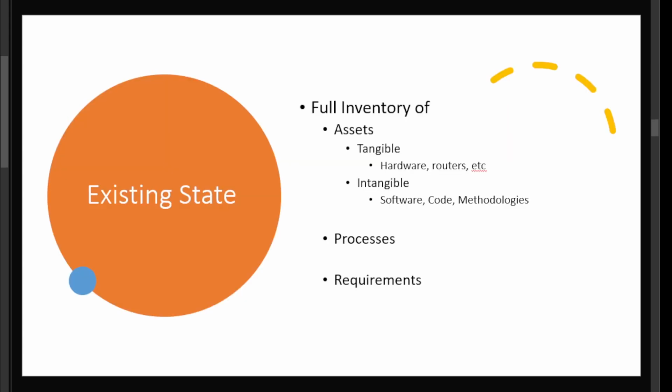All right, so the existing state. The existing state is exactly as it says, the existing state of the business. In order to get a good idea of the existing state in an evaluation, first you must do a full inventory of assets. Assets can be tangible, like hardware, routers, switches, etc., or intangible, like software code, methodologies, intellectual property. Processes need to be inventoried as well as business requirements.